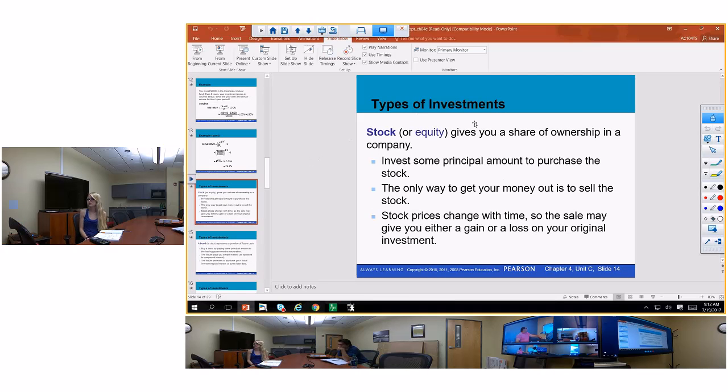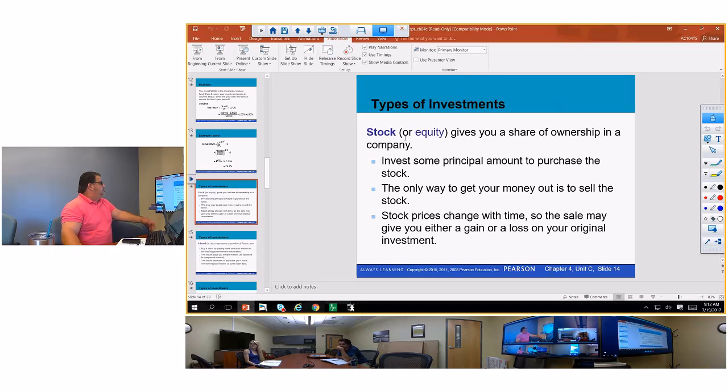Type of investments. Stocks. A lot of people say that I'm in the stock market. Well, I guess I am, except my stocks have 4 legs on them. Cattle is like a stock, but you have a little bit more control over cattle than you do over stocks.